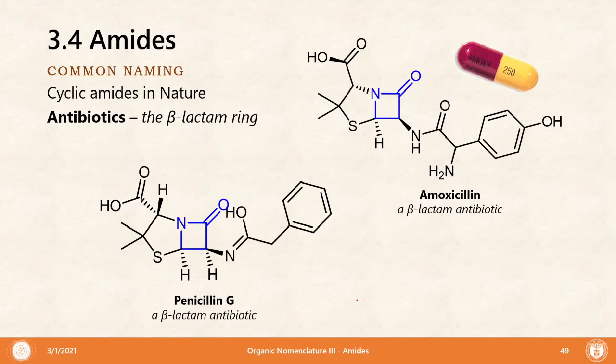Okay, so we didn't discuss cyclic amides, but here's one significant utility of amides. So amides in nature exist, such as antibiotics. So here we have penicillin and amoxicillin, and they all possess the beta-lactam ring.